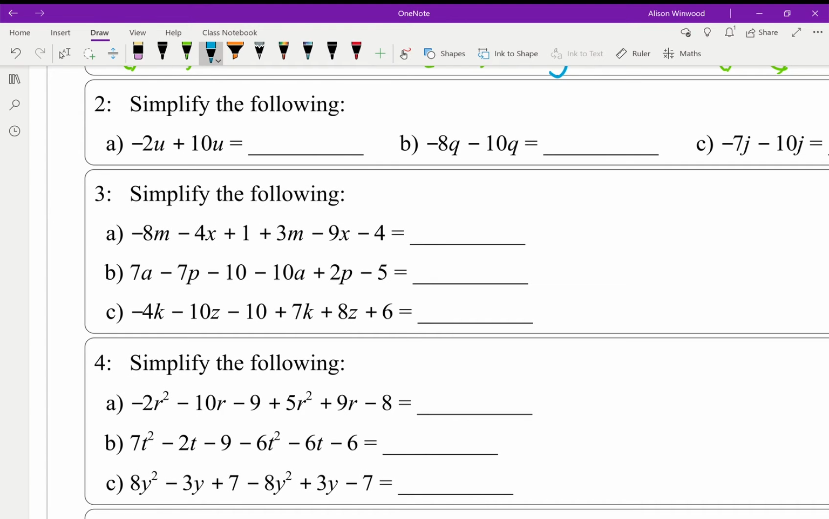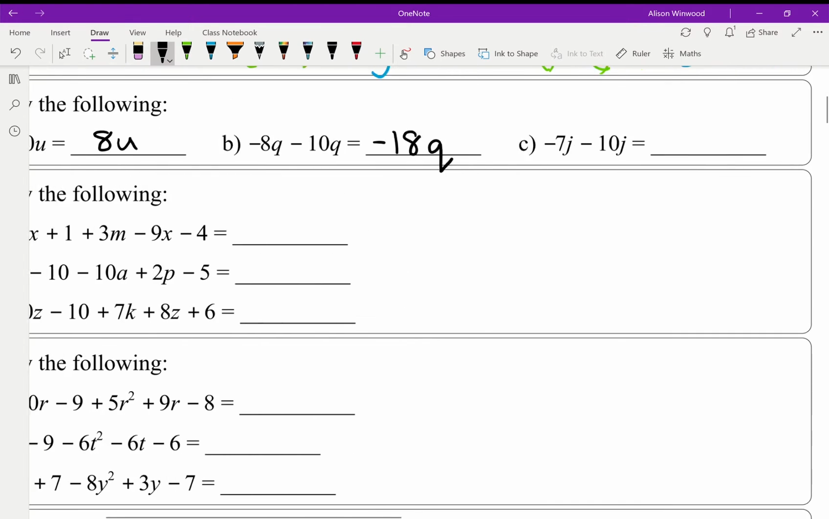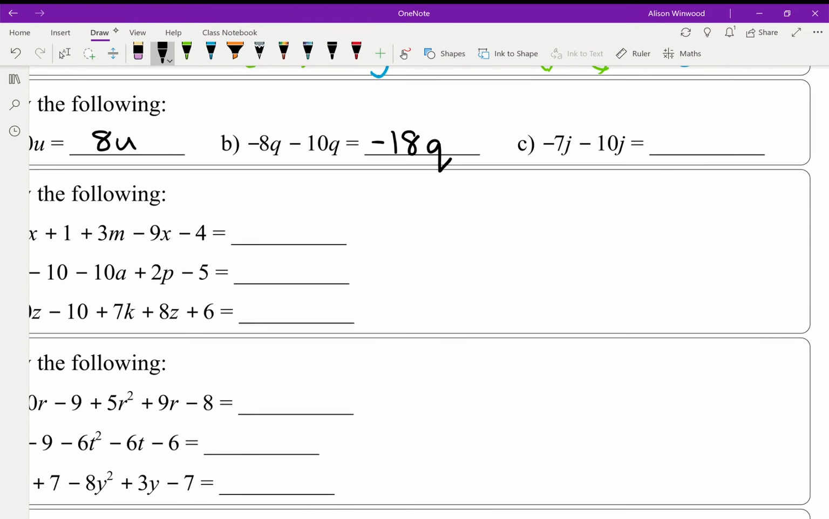Simplifying, because I've got the same letters, I can just deal with the numbers. So negative 2 add 10 is 8, and I've got U's. Negative 8 subtract 10 is negative 18, and I've got Q's. Negative 7 subtract 10 is negative 17, and I've got J's.